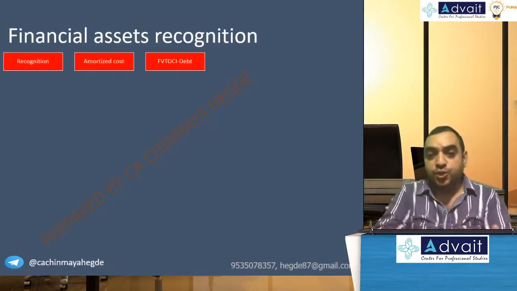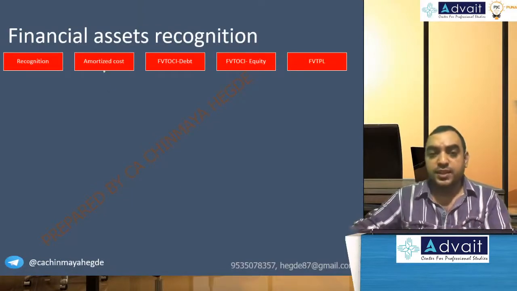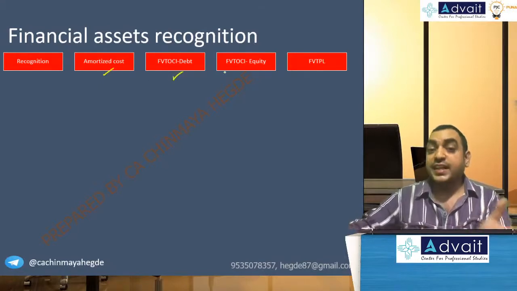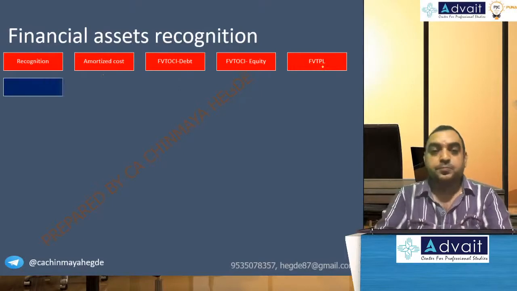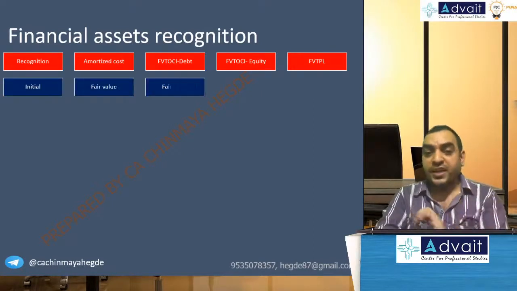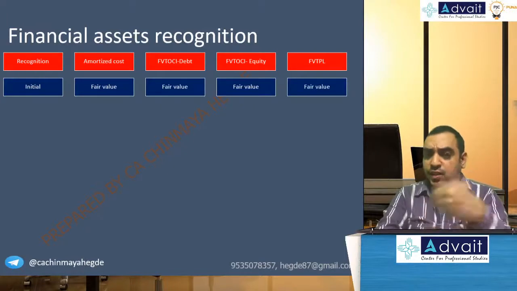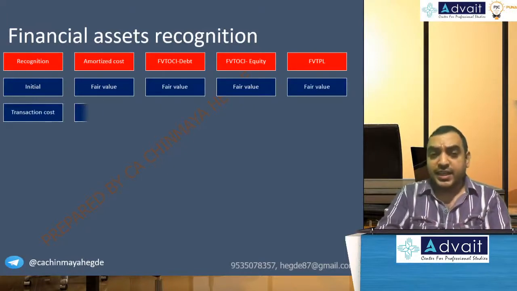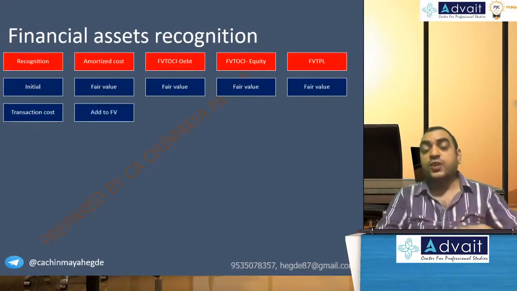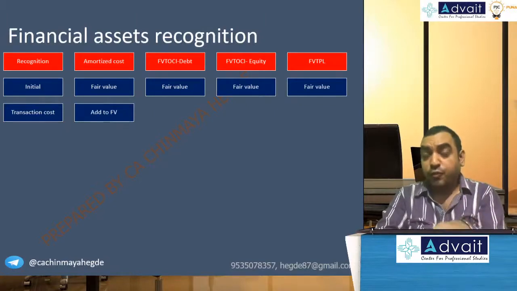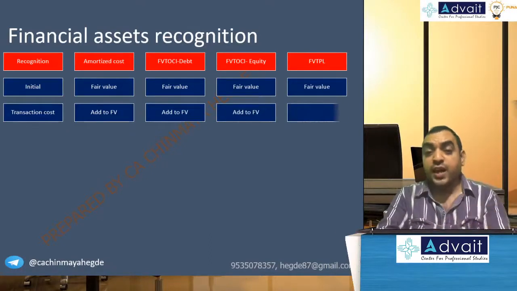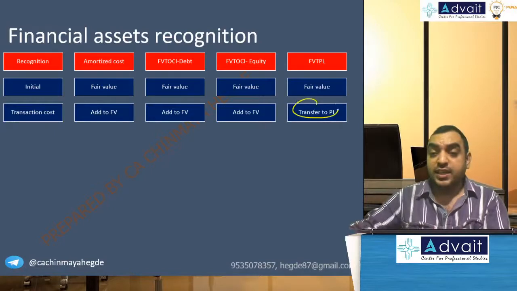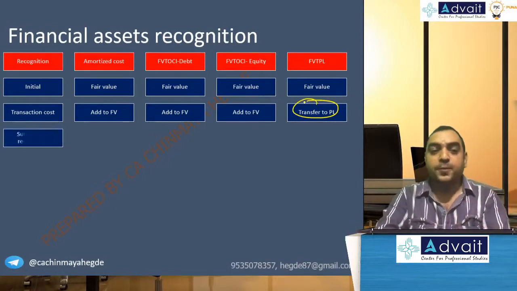Let's come to the recognition portion. The elements we discussed: amortized cost, FVTOCI debt or FVTOCI equity, and FVTPL. Initial recognition will be at fair value. There is one discussion, I'll take it up afterwards. Transaction cost in amortized cost will be added to the fair value and therefore the effective interest rate is recalculated. For FVTOCI also it is added, for FVTOCI equity also added, but for FVTPL it is transferred to P&L. Anyway, it will be transferred to P&L.